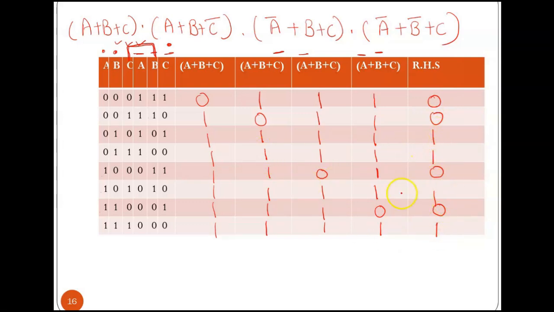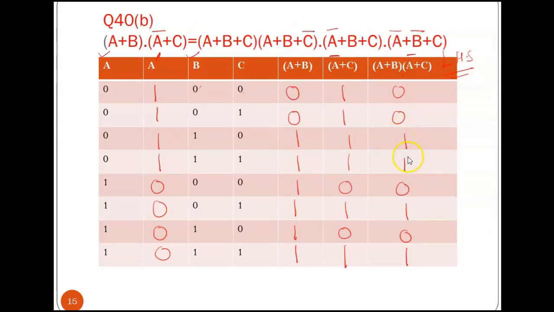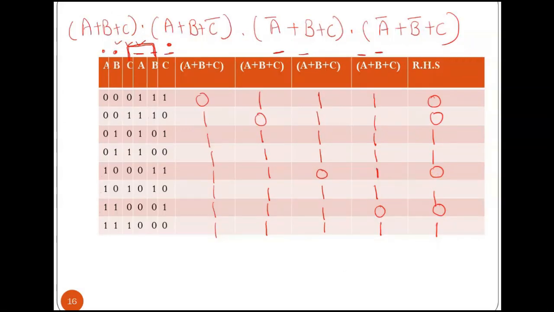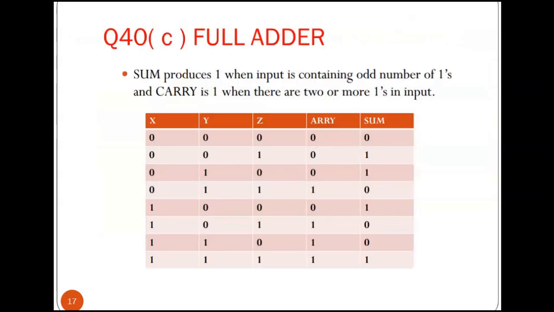So yes, this is the final output in which we are getting first two zeros and then two ones, then 0, 1, 0, 1. Let us check: first two 0, 1, 1, 0, 1, 0, 1. This is perfect, and both of the values are matching for the left hand side and right hand side. So this is the perfect proof of the given expression.